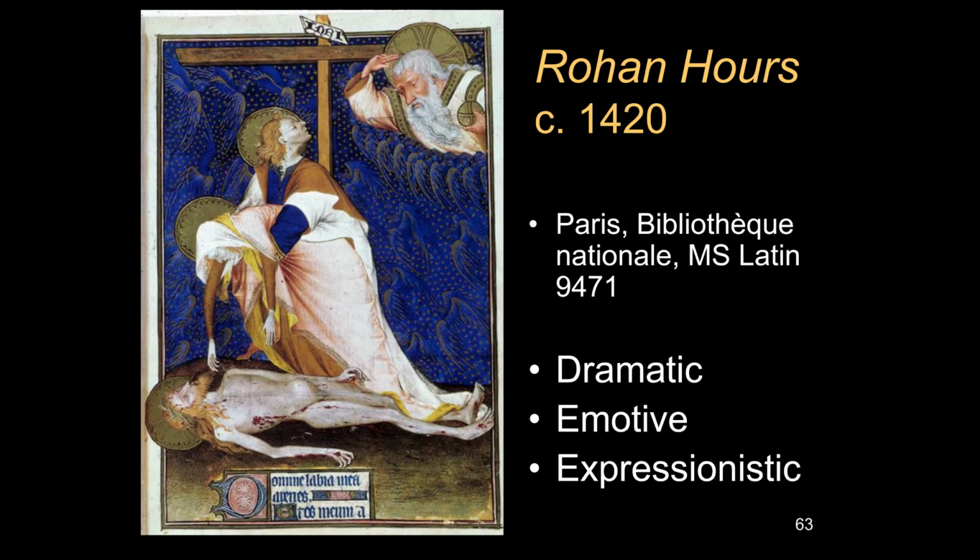Here's another manuscript. And once again, we don't know the artist's name. So we call him the master of the Rohan Hours. So it's the Book of Hours for Rohan. Like many of these manuscripts, it's found in the Bibliothèque Nationale in Paris.